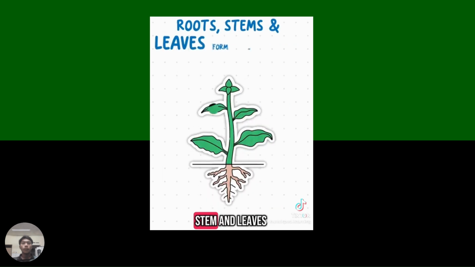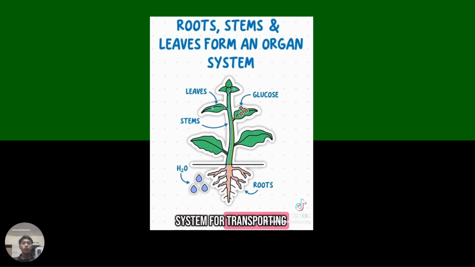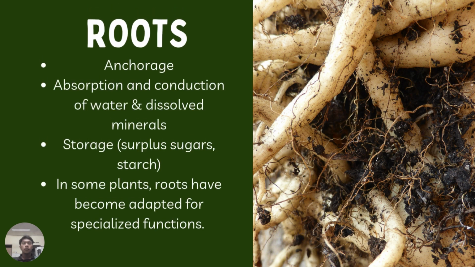The roots, stem, and leaves form an organ system. Next, we go to the roots. The first plant part is roots. The first point is anchorage. The second is absorption and conduction of water and dissolved minerals. The third is storage, of sugar and starch.